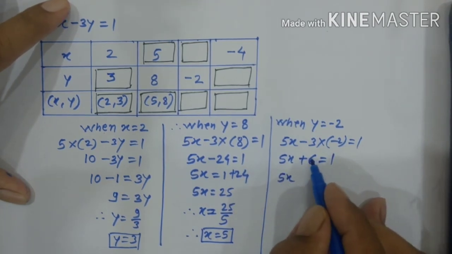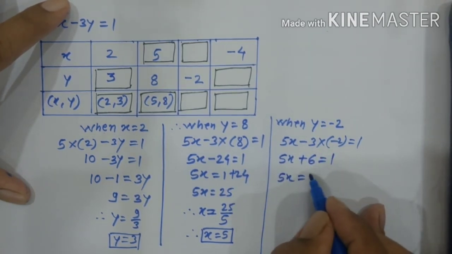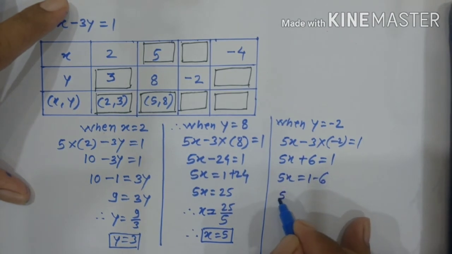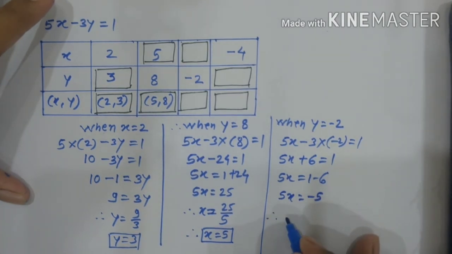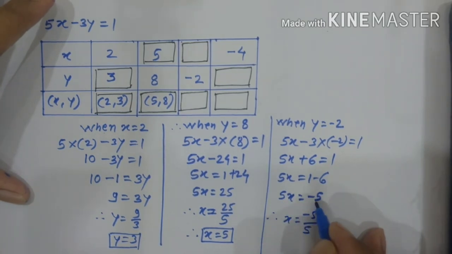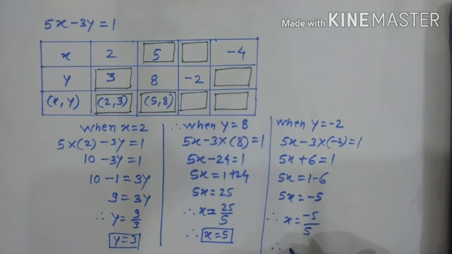5x, transpose 6 to right side. Therefore 1 minus 6. 5x equal to 1 minus 6 gives us minus 5. Therefore x equal to minus 5 upon 5. That is, 5 is transposed to right side. Therefore minus 5 upon 5. Therefore x equal to minus 1. 5 ones are 5.